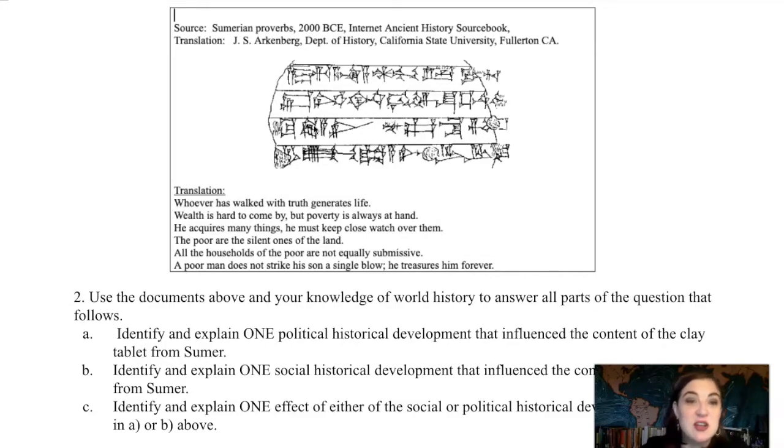And the translation is, whoever has walked with truth generates life. Wealth is hard to come by, but poverty is always at hand. He acquires many things, he must keep watch over them. The poor are the silent ones of the land. All the households of the poor are not equally submissive. A poor man does not strike his son a single blow. He treasures him forever. So, and this is what the question asks.